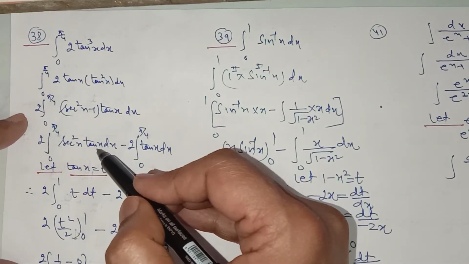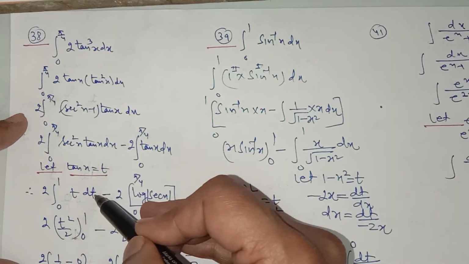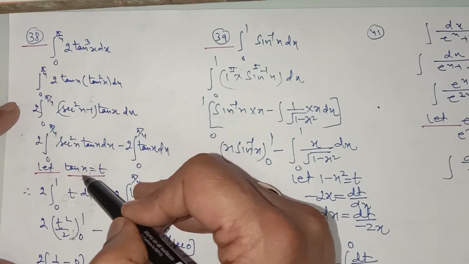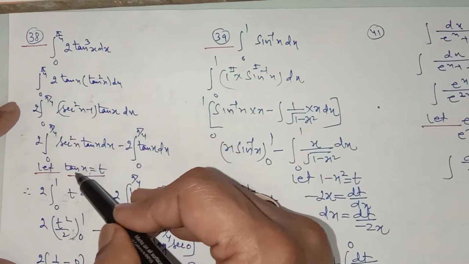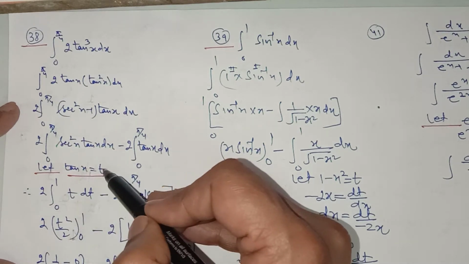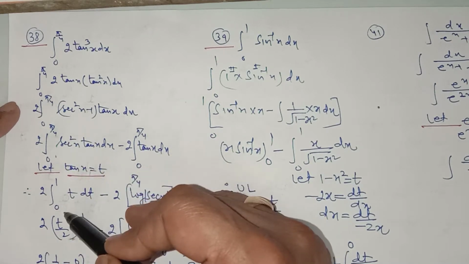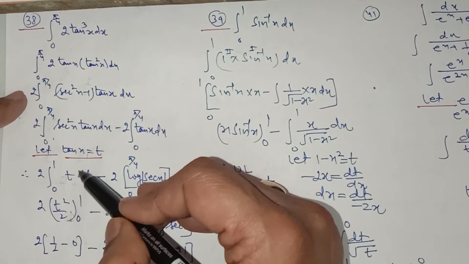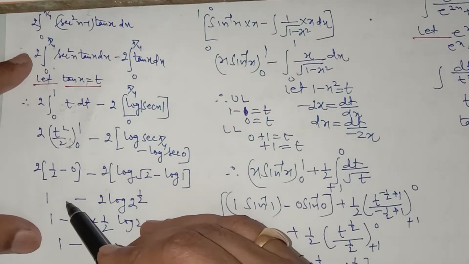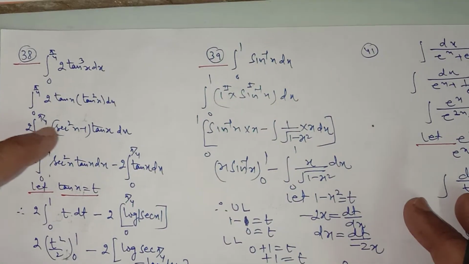If you let tan x equal to t, this sec square will be cancelled out. So it will be t with respect to t, and the upper and lower limits will also change, because if tan x equals t, the upper limit is pi by 4, so tan pi by 4 is equal to 1, because we have to convert the limits also in terms of t. The lower limit is 0, so tan 0 is 0, so the lower limit in terms of t will be 0 itself. So the integration of t is t square upon 2, then upper limit minus lower limit, which is equal to 1. So this is question number 38, which is the integration of tan cube x.